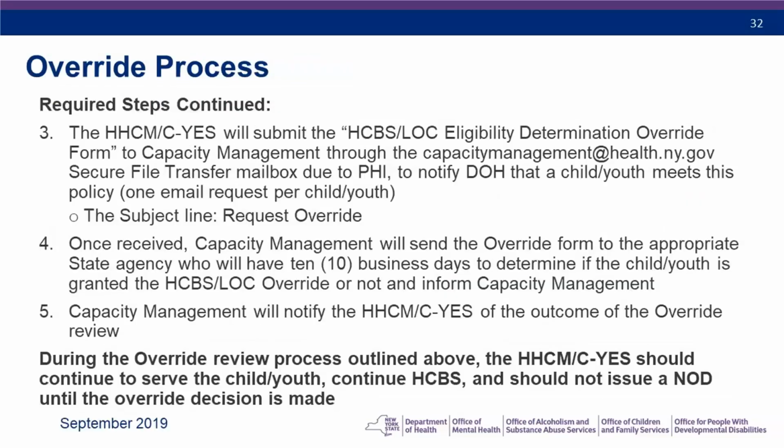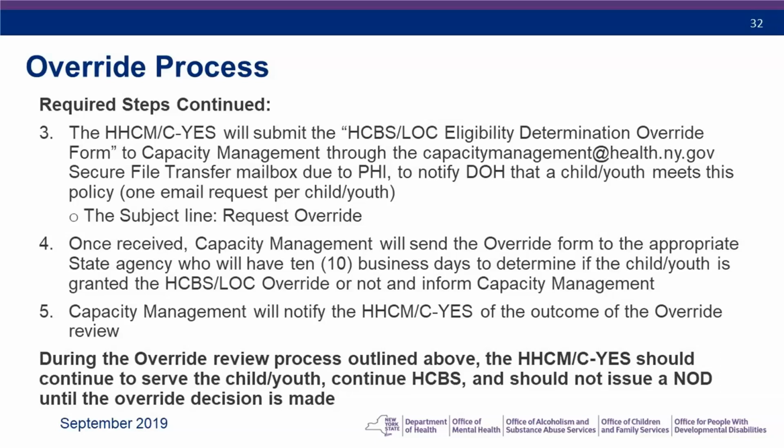I think it's right here. So that bold statement there is, as you're waiting for your override, please continue to keep the child in waiver. Do not disenroll them. Continue to service them. Do not issue an NOD. Do not issue a notice of determination to the family saying you're not eligible because you're asking for an override, right? And you want to make sure that the family's not confused.